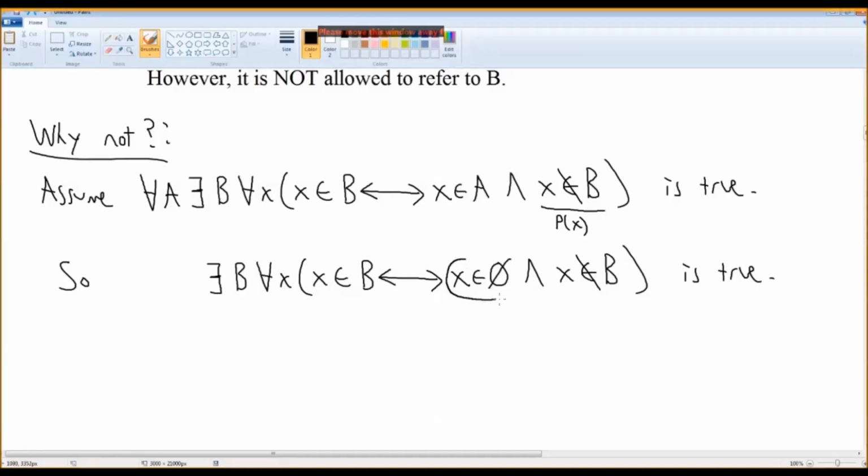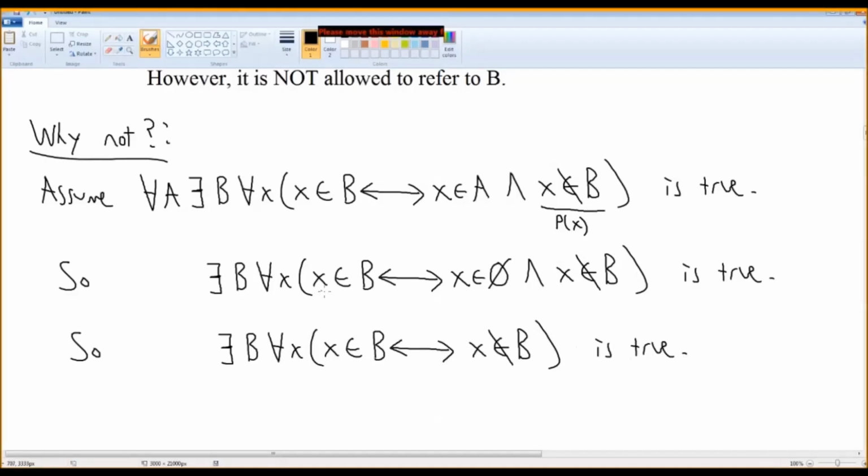Now, since X is a member of the empty set is false no matter what, and since this wedge means and, that means whether or not this circled part is true depends solely on whether or not this part is true. So we can simplify our expression. So our expression turns into this. And do you see the problem with this? Here, these are mutually exclusive. If one's true, the other's false. So the compound statement is false.